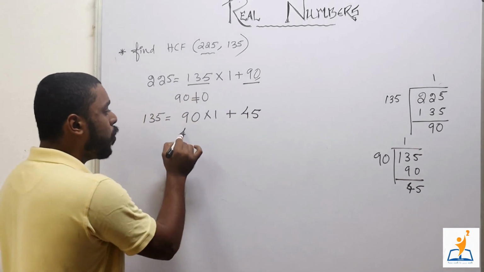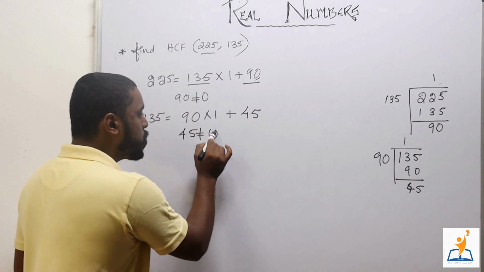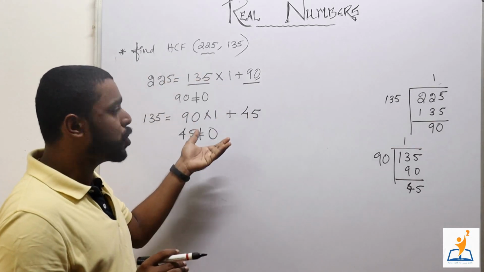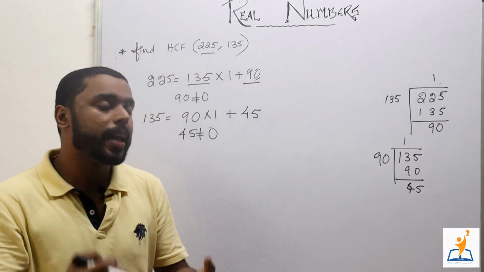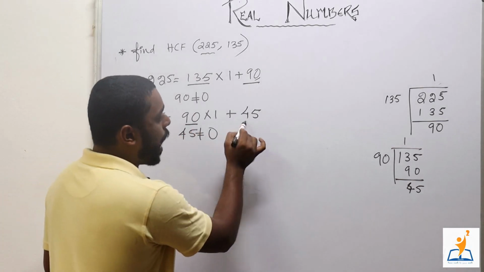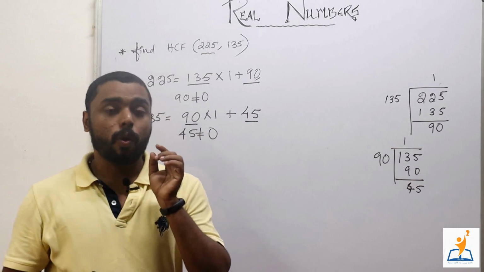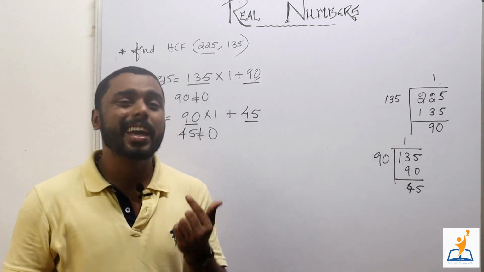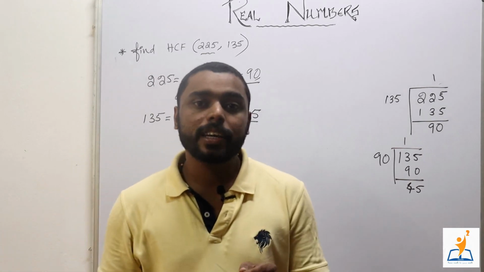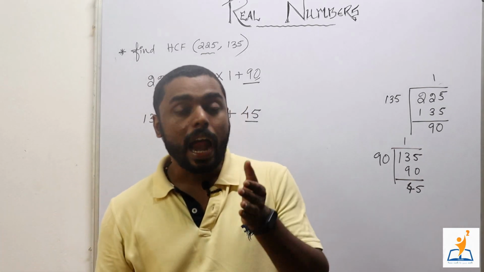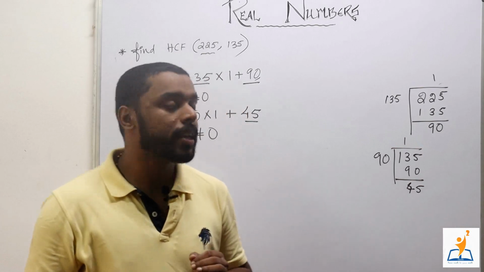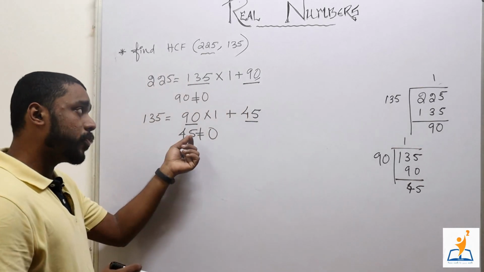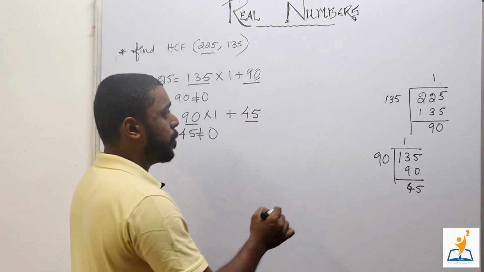See, 45 is also not equal to 0. So in order to find the HCF of these two numbers, we should apply Euclid's division lemma again to 90 and 45. Always remember that we should apply Euclid's division lemma again and again to the divisor and the remainder until we get the remainder equal to 0. Here the remainder is not equal to 0, hence we should apply Euclid's division lemma again.